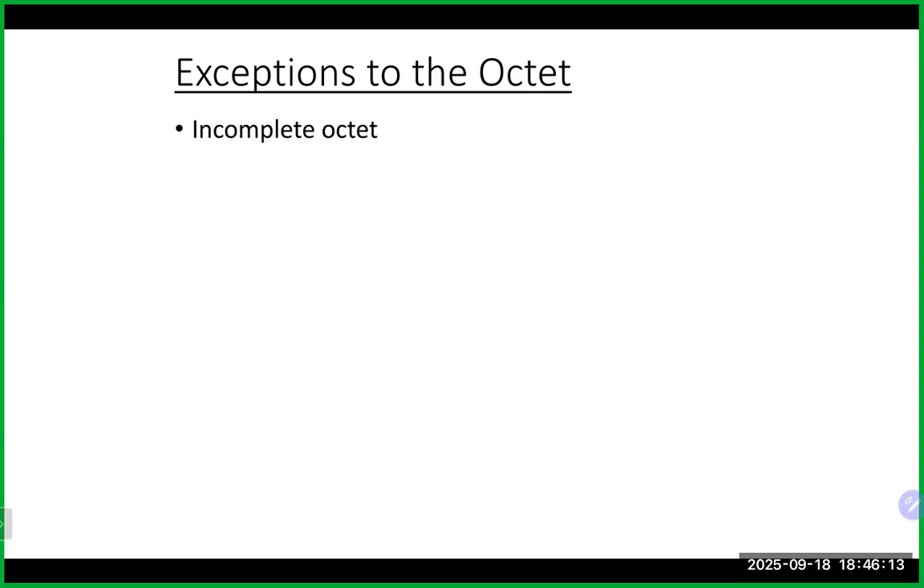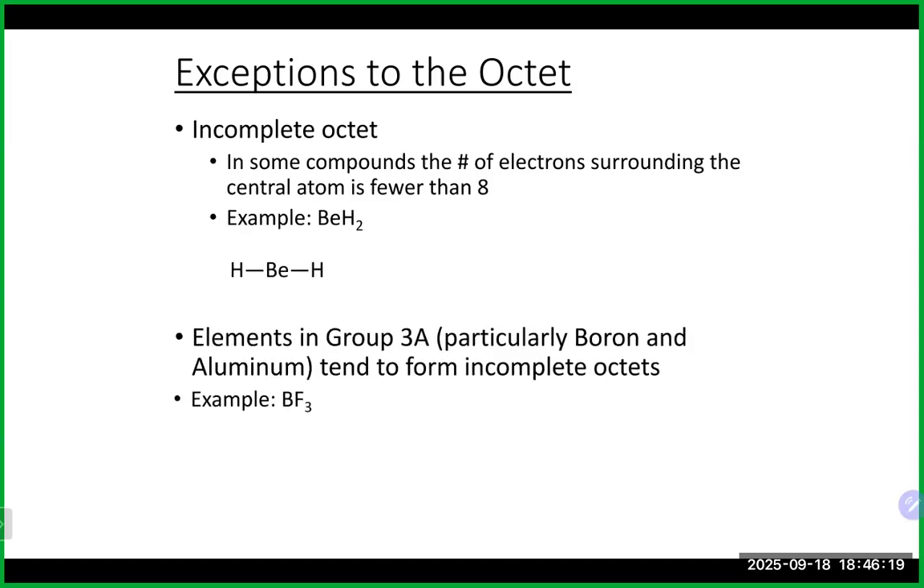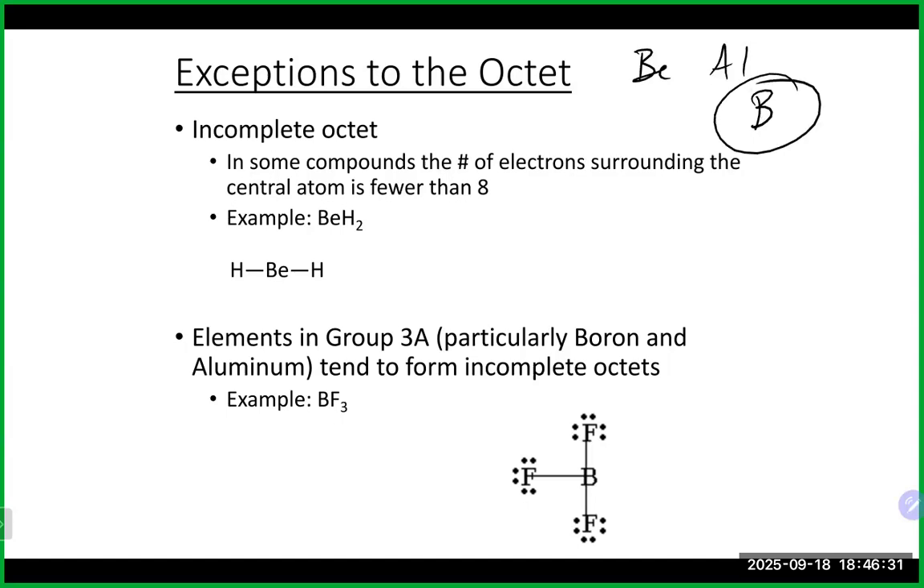The first one is what's known as an incomplete octet. An incomplete octet means that it basically has less than 8 electrons around it. There are certain elements, and I would say probably this 3-pack of beryllium, aluminum, and boron, and probably boron is the one that you'll see the most, are typically the ones that are just fine with 6 electrons. That's again why it's known as an incomplete octet.